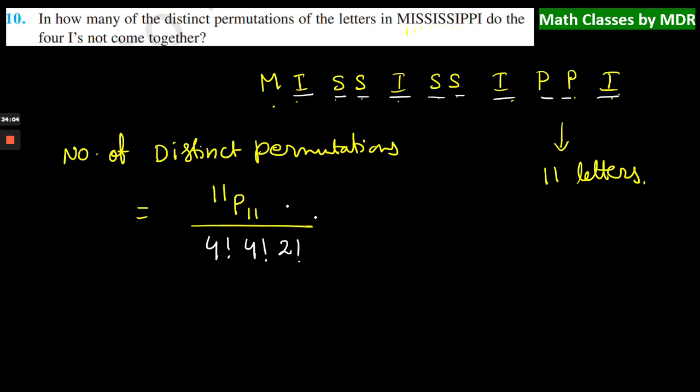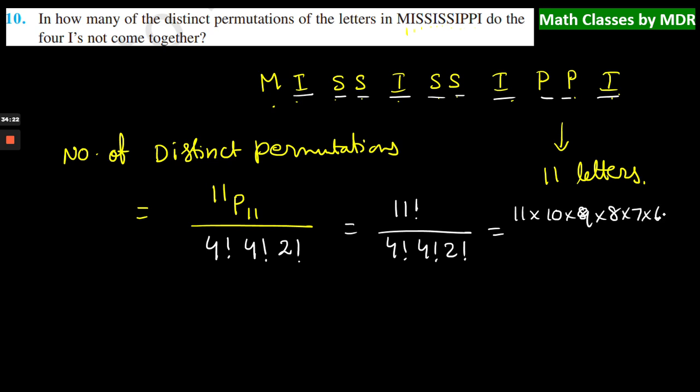So what you will get here is nothing but 11 factorial by 4 factorial into 4 factorial into 2 factorial. Right? So the 11 factorial can be written as 11 into 10 into 9 into 8 into 7 into 6 into 5 into 4 factorial, and then 4 factorial into 4 factorial into 2 factorial. Okay.